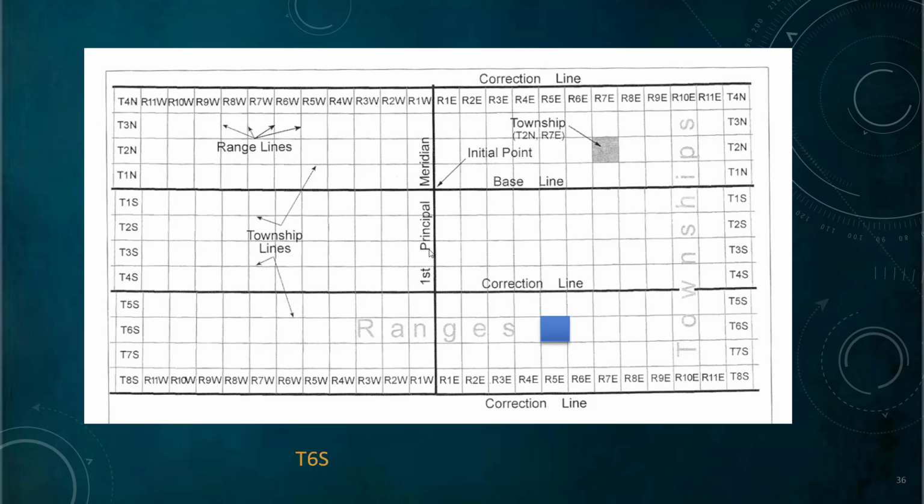Township 6 south, range 5 east, first principal meridian. Next one, township 5 south, range 9 west, first principal meridian. Township 1 south, range 1 east, first principal meridian.